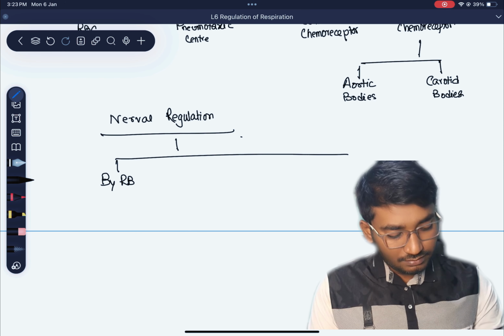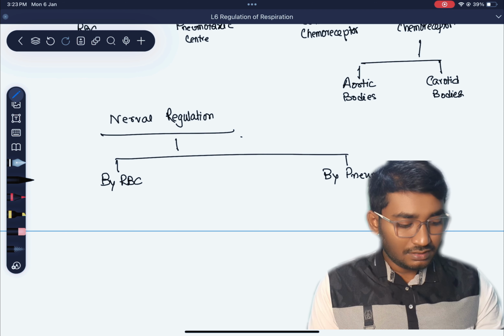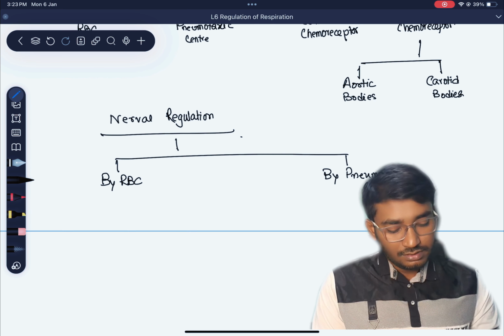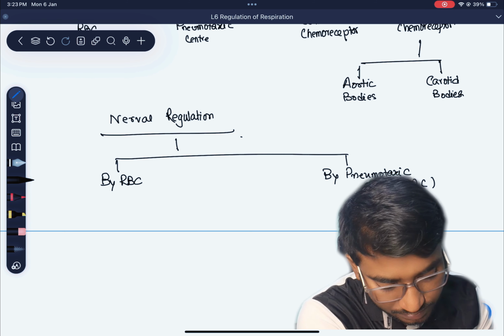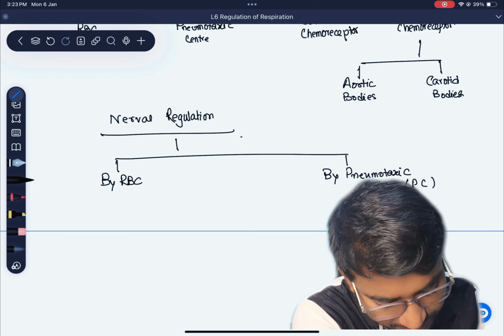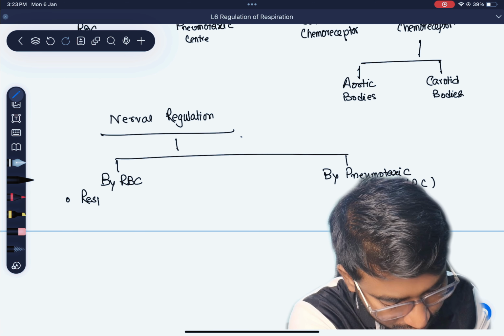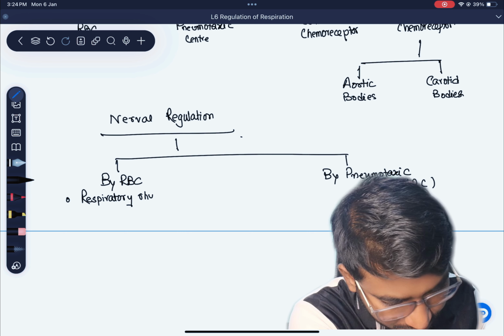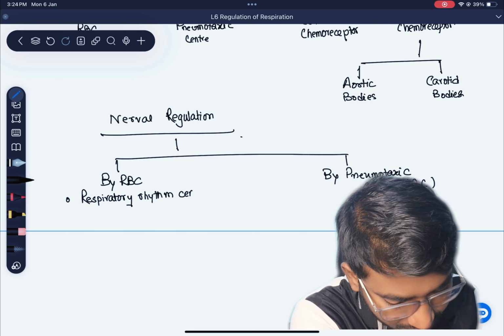and by the pneumotaxic center, that is PC. So how is it controlled by the RBC? By RBC, the respiratory rhythm center, by the respiratory rhythm center.